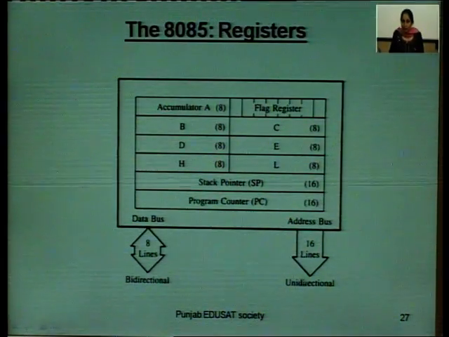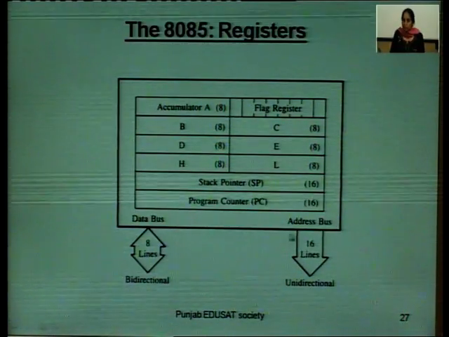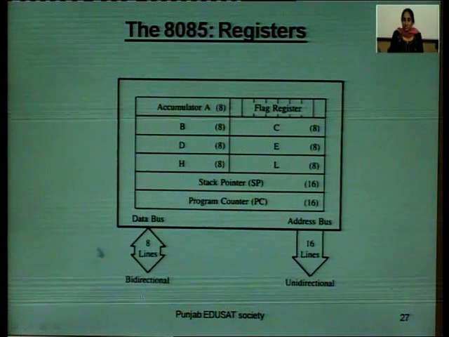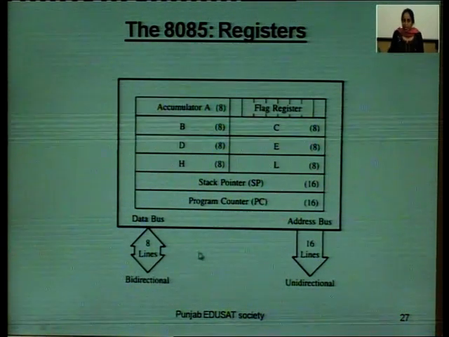Address bus is unidirectional and data bus is bidirectional. Address bus consists of 16 lines and data bus consists of 8 lines. Low order address bus and data bus are multiplexed.